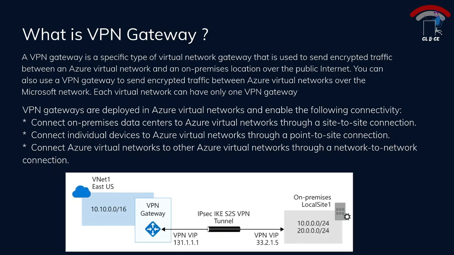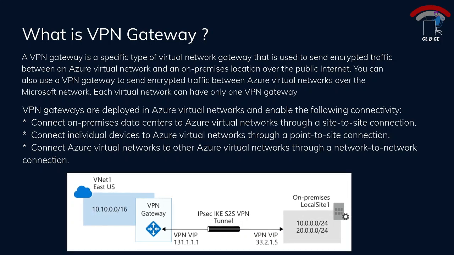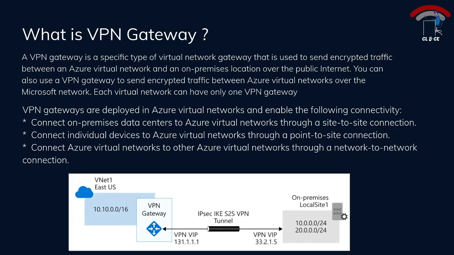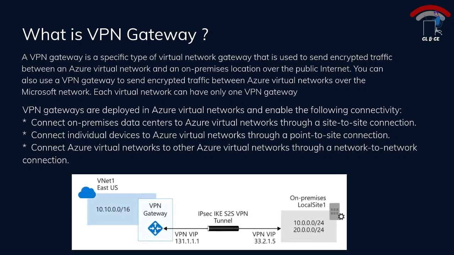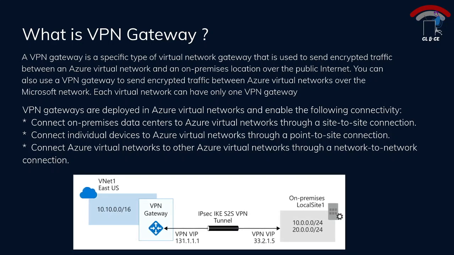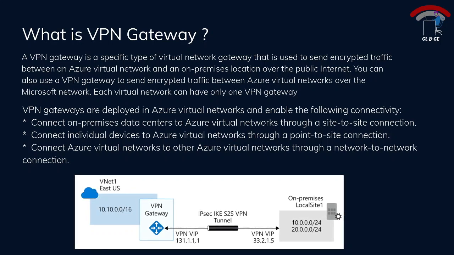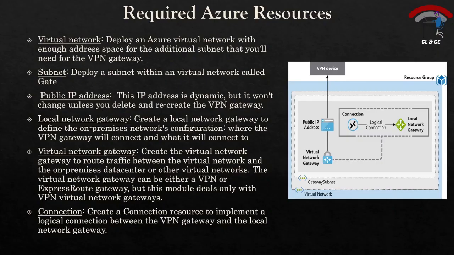Site-to-site connection is nothing but, if you're trying to connect an on-premises data center to an Azure virtual network, that would be a site-to-site connection. If you're trying to connect an individual device to an Azure virtual network, a point-to-site connection has to be used. And what is network-to-network connection? It is nothing but connecting an Azure virtual network to another Azure virtual network. If you see the image below, it represents the site-to-site connection, wherein the VPN gateway secures the IPsec tunnel from on-premises to Azure.